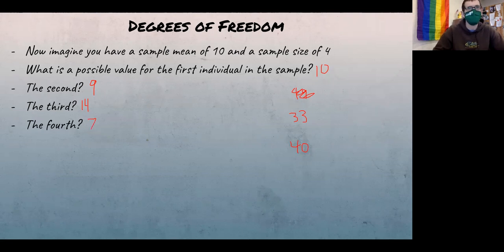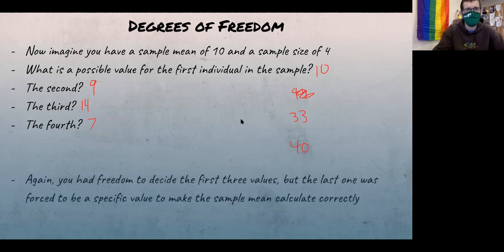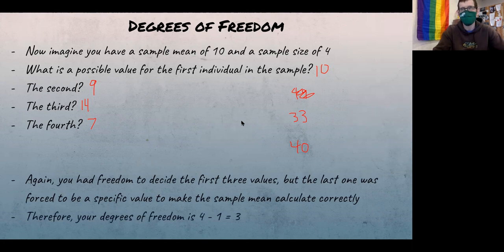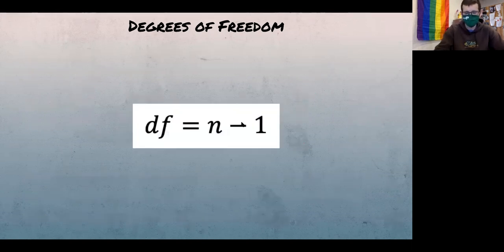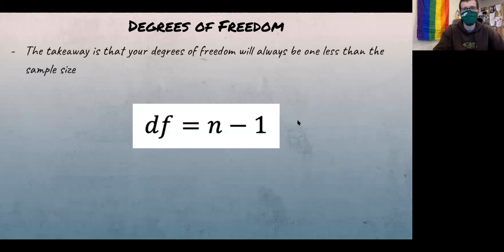We didn't have a choice for what the last number was if we're targeting a specific sample mean, but we did have a choice for the first 3. All right, so in this case, we had freedom to decide the first 3 values, but the last one was forced to be a specific value to make the sample mean calculate correctly. Therefore, our degrees of freedom is 4 minus 1, so 3 degrees of freedom. And this is the main takeaway. Degrees of freedom, conceptually, maybe it's a little bit weird to think about, but straightforward as far as a calculation. The degree of freedom is always going to be 1 less than the sample size.